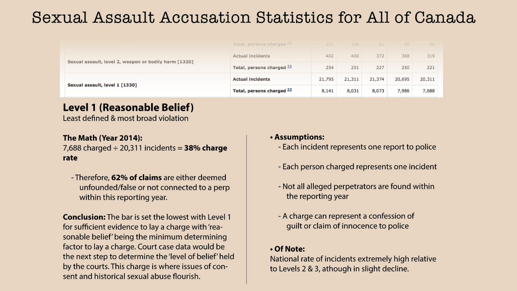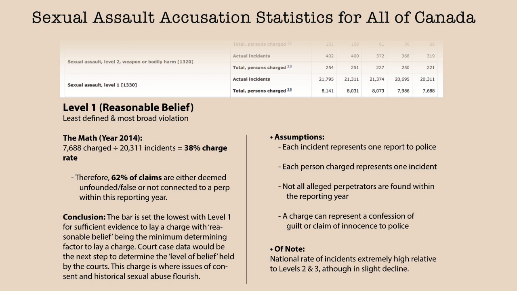And here is level 1, where everything drastically changes. Level 1, reasonable belief. It is the least defined and most broad violation. Again, the math. 7,688 charged divided by 20,311 incidents equals 38% charge rate. Therefore, 62% of claims are either deemed unfounded, false, or not connected to a perp within this reporting year.